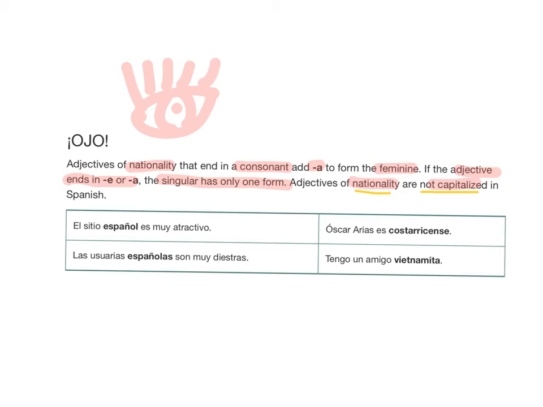Unos ejemplos. El sitio español es muy atractivo. The Spanish site or website is very attractive. So this is a nationality. It means that the website is from Spain. Las usuarias españolas son muy diestras. So the users are Spaniards, and they're female because it says las usuarias. Oscar Arias es costarricense. Tengo un amigo vietnamita. That means that he's Vietnamese.